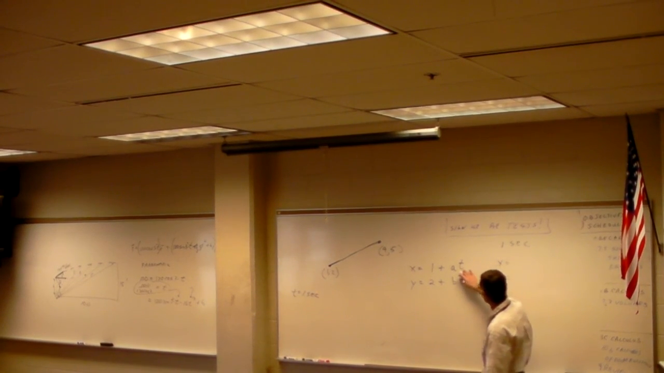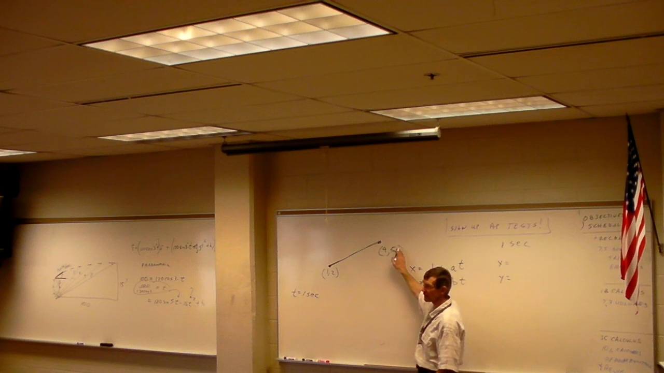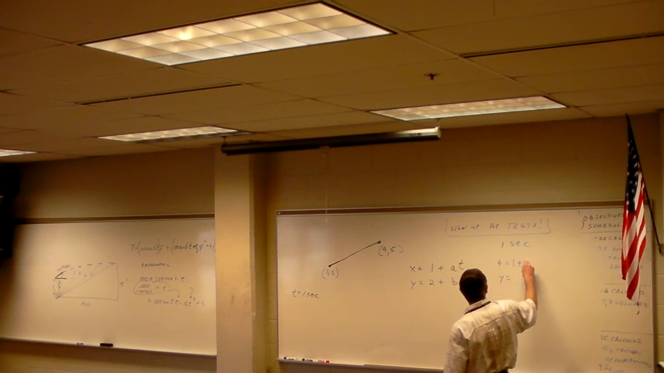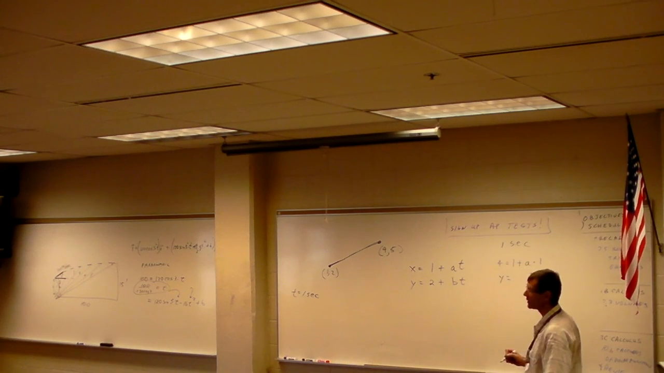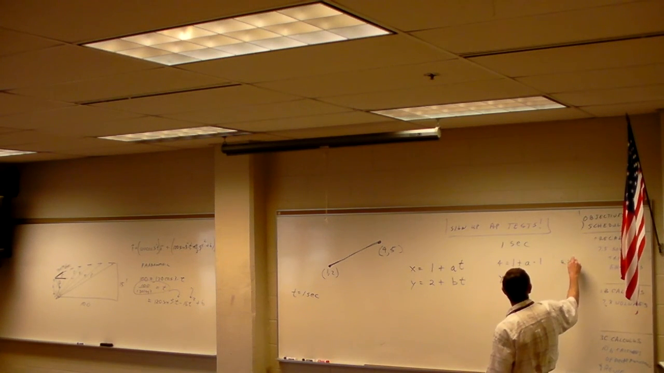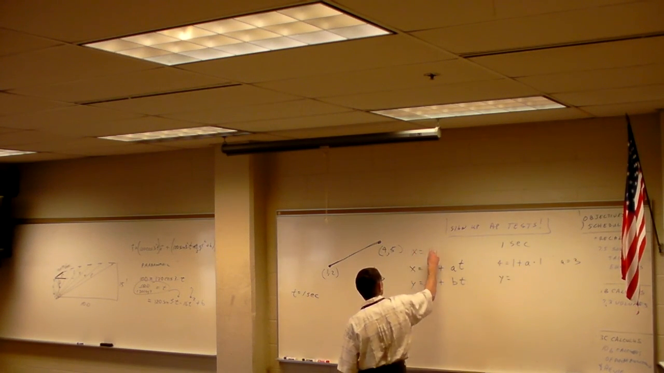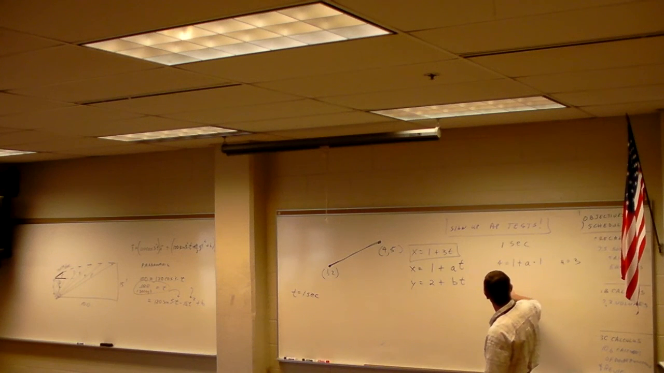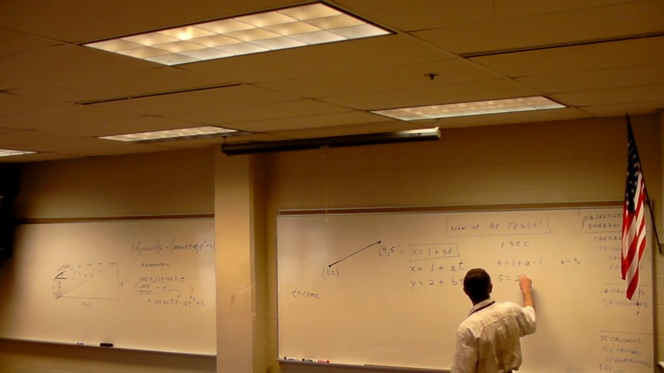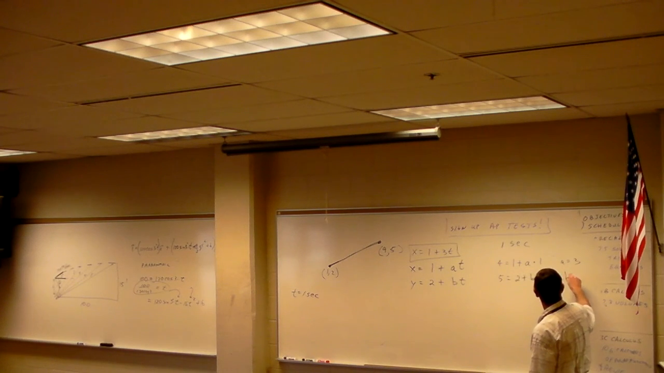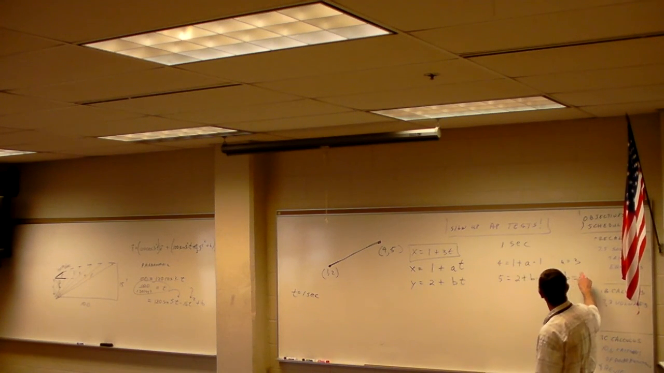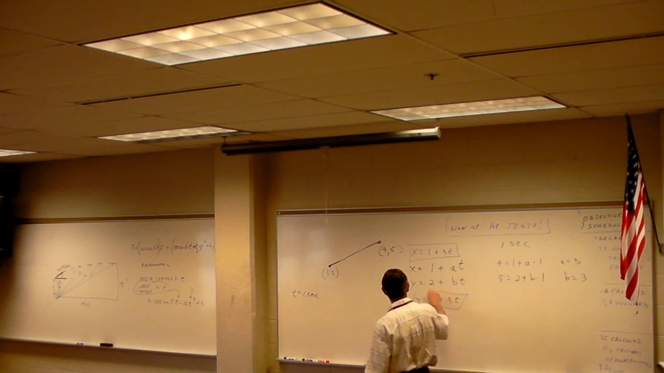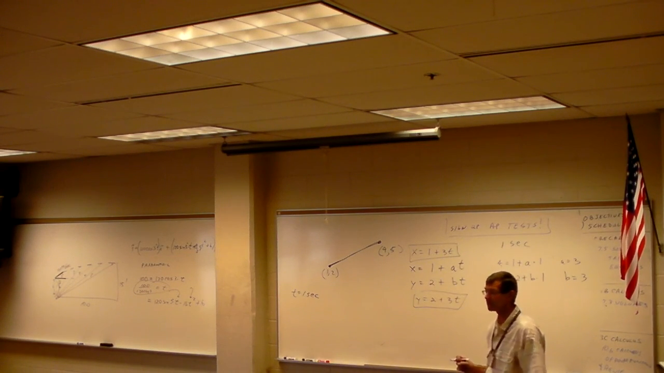Now, after 1 second, we want this equation to give you a 4 and a 5. So we want x to be 4. 1 plus a times 1 second, so a has to be 3. So the equation that gives you x is 1 plus 3t. In 1 second, we want the y to be 5, and it's going to be 2 plus b times 1. So b, by coincidence, also is 3. And so there would be your parametric equation that produces a line segment from point A to point B in 1 second.